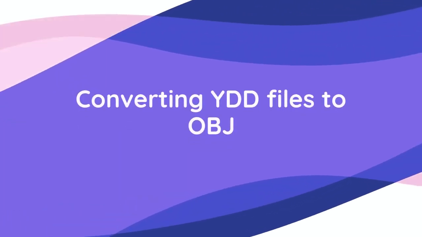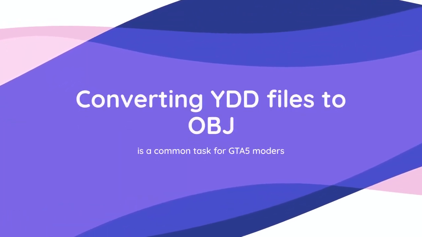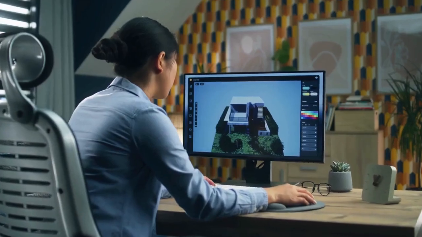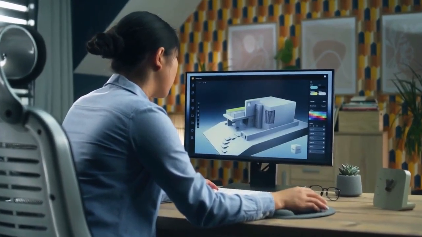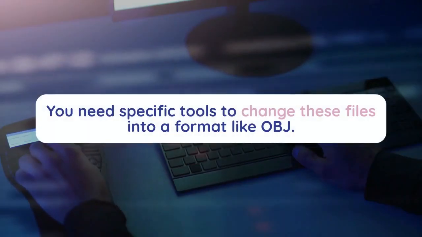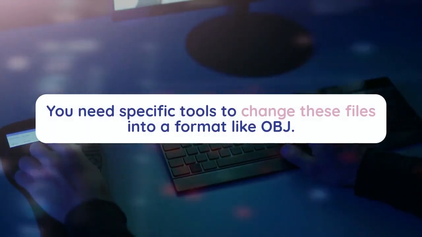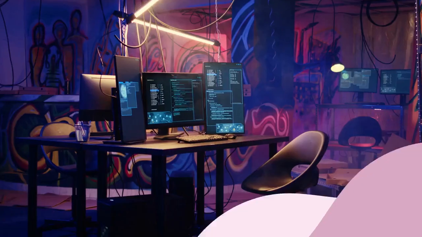Let's get started. Converting YDD files to OBJ is a common task for GTA 5 modders. YDD files contain 3D models used in the game. You need specific tools to change these files into a format like OBJ.